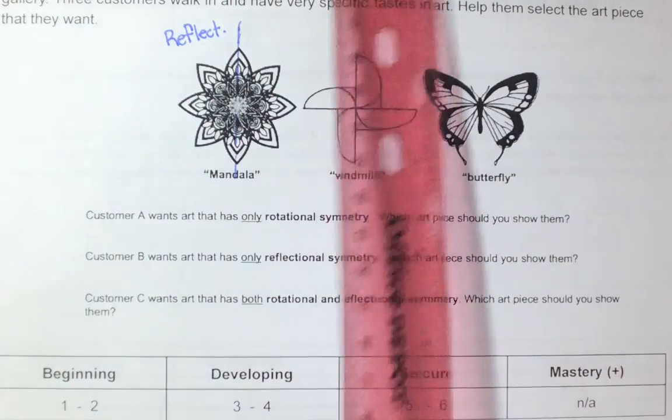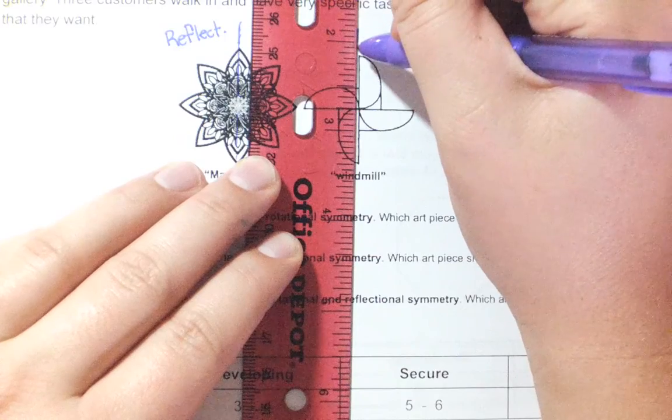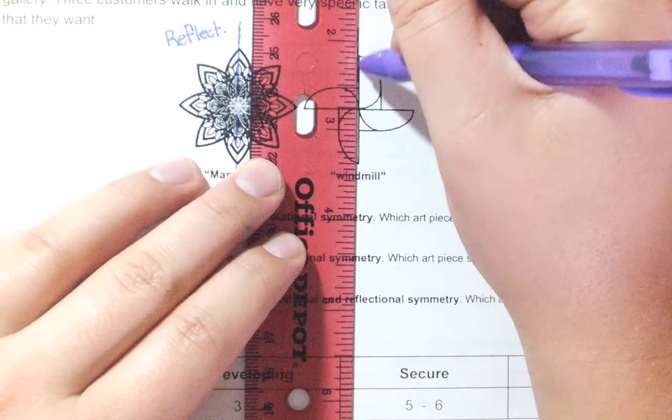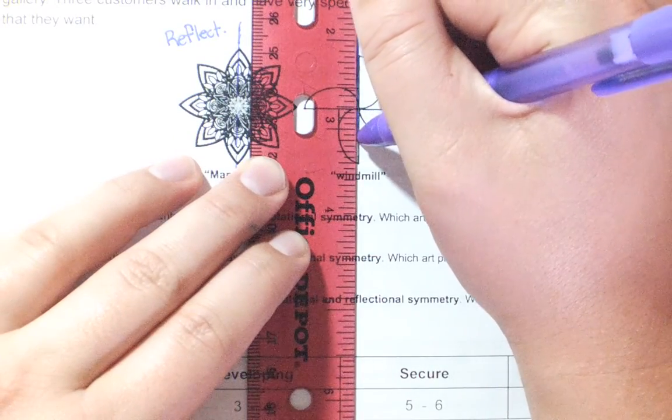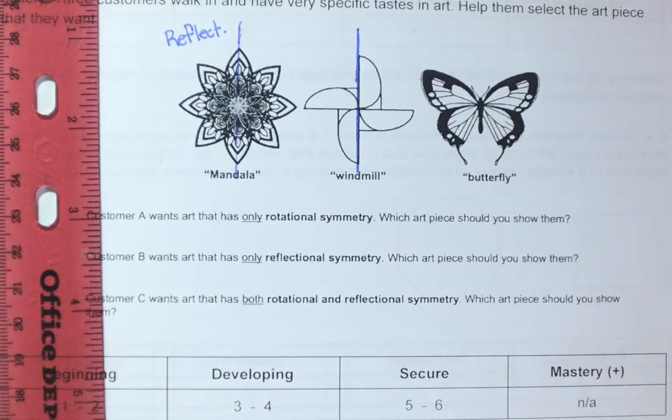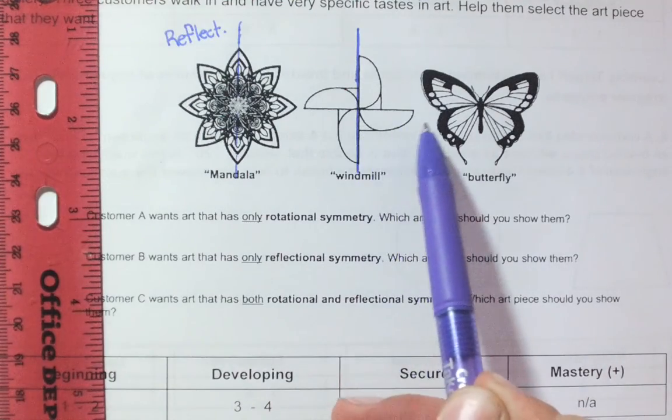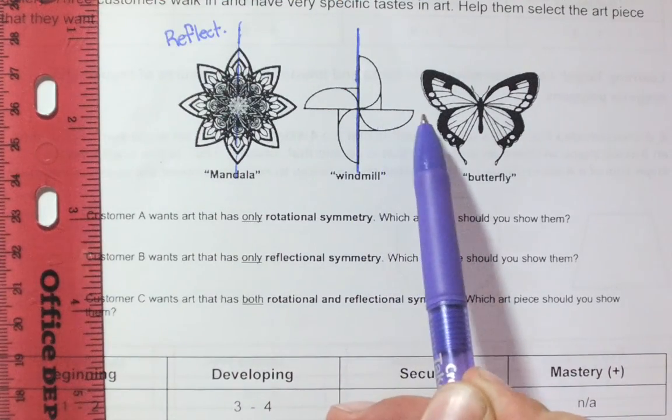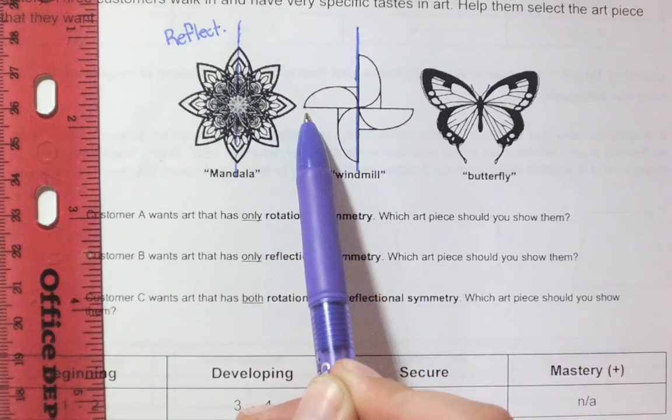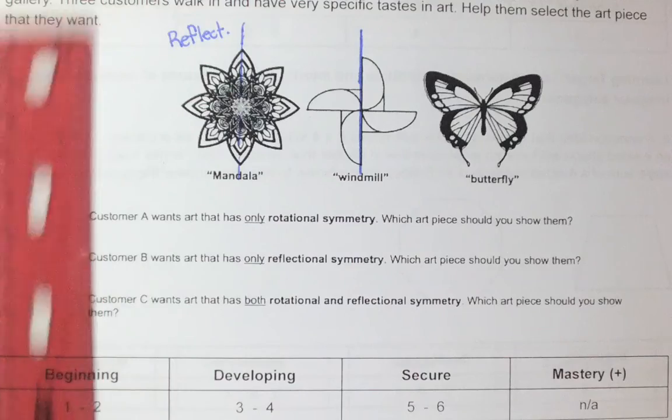Now, if I try this with the windmill, I'm going to look for the same thing, that mirror image. I'm trying to get right down the middle here the best I can. And I look right here. When I fold this over, this leaf right here, or this part of the windmill, would come right underneath this part of the windmill. So it would not be reflectional in that direction.